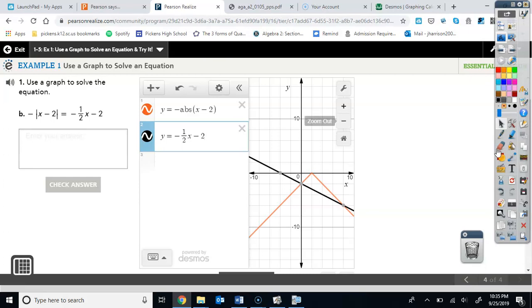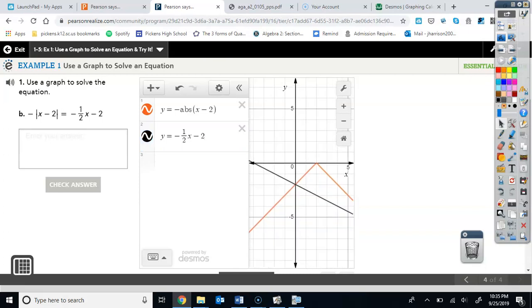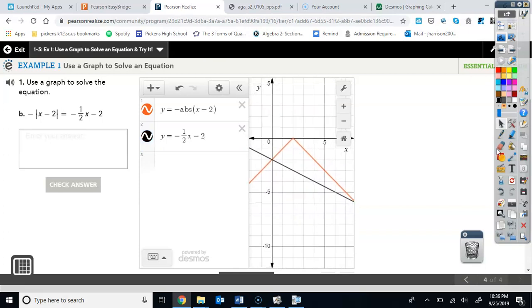Notice that we can zoom in again if we need to and look at these points a little bit closer. But this point right here where these cross, what is the x value right here? You have this point that they cross on the y-axis, but that means the x value would be 0. And if you plug in 0 here and you plug in 0 here, you will get negative 2 on both sides.